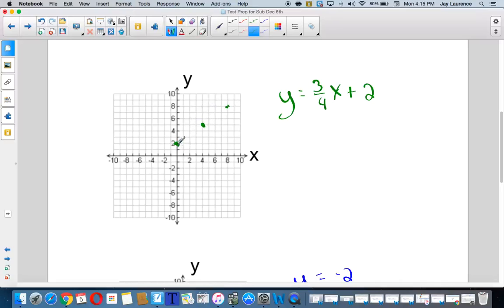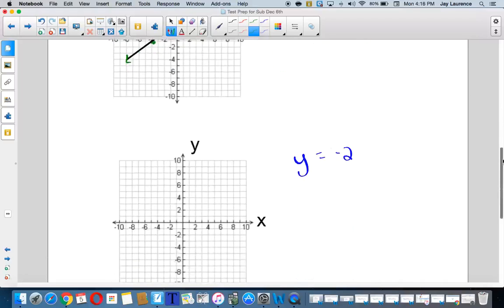If I wanted to, I could change both signs and rise 1, 2, 3, negative 3, and run 1, 2, 3, 4, negative 4. And look at that, they all end up on the same line. So there's your line. And there we go. All right, very good.